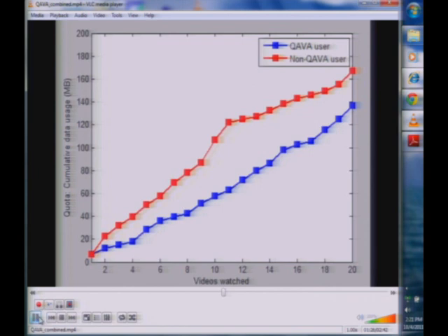So this shows that QAVA enabled users always stay within the monthly quota by having the system choose the appropriate bitrates throughout the month. The system accomplishes this by profiling and predicting the user behavior using time series prediction, online learning, and stream selection algorithms.